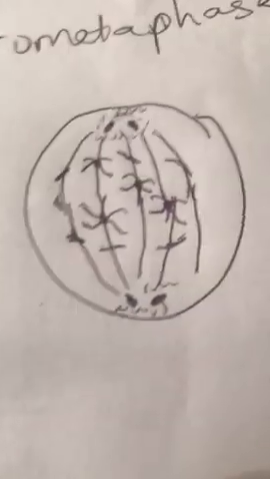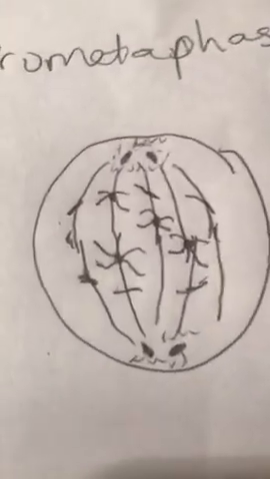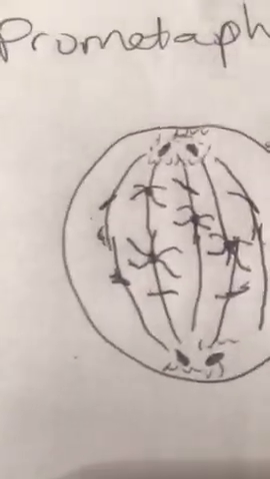And the nuclear envelope is fragmented completely at this point. It is kind of surrounding itself around this part of the chromosomes. The next phase is metaphase.